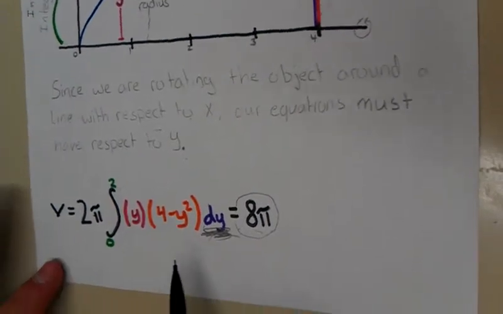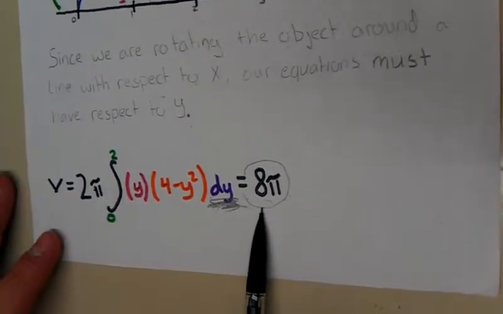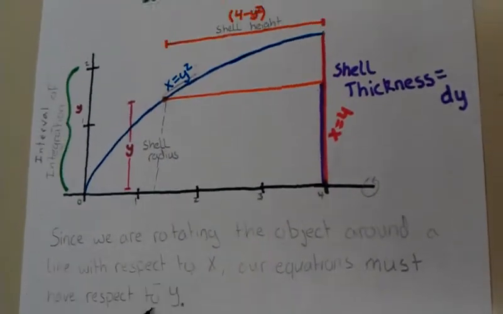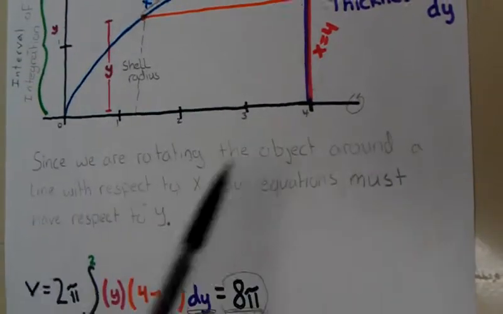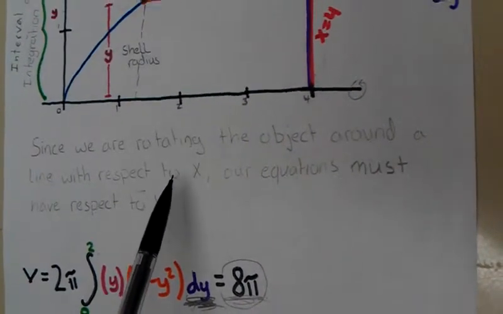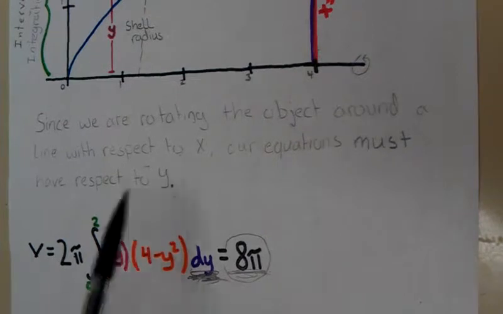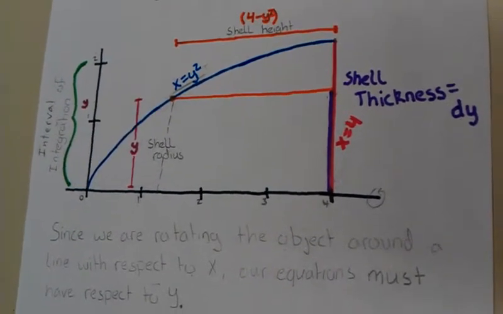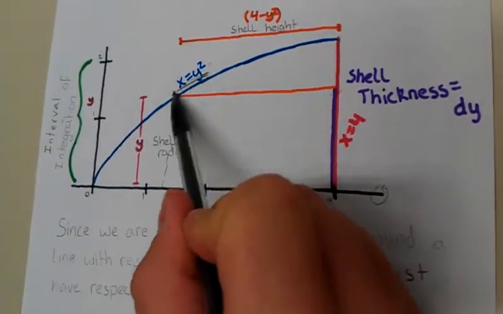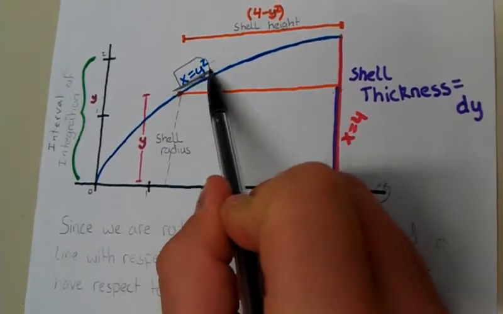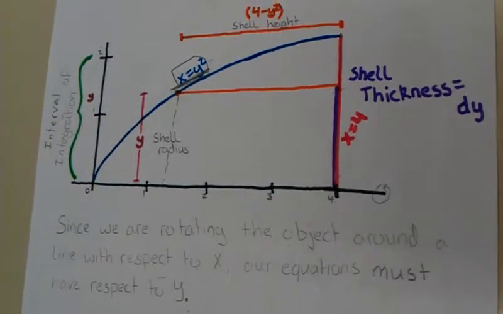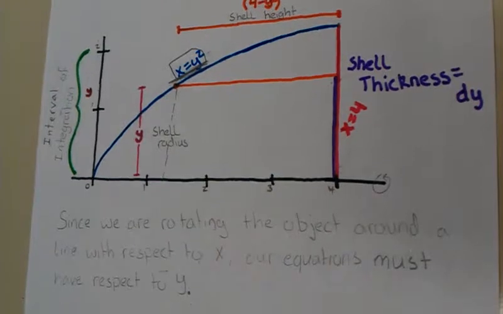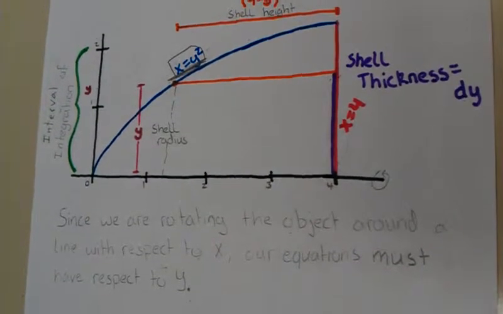Great analogy. Once you put all this into your fancy-dancy calculator, you should come out with 8 pi. Yes, it's great. And remember, since we are rotating the object around a line with respect to x, our equations must have respect to y. Which is why, when that blue line up there says x equals y squared, you might have been curious earlier about why it was not y equals the square root of x, like we said. But since it has to have respect to y, then we squared both sides. Make it solve for x.